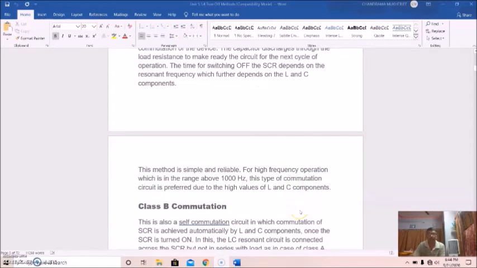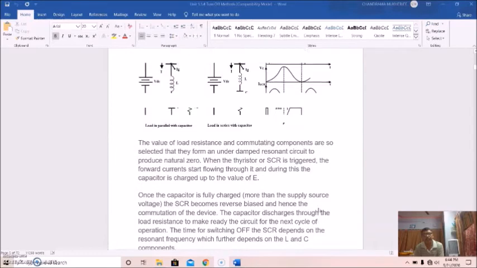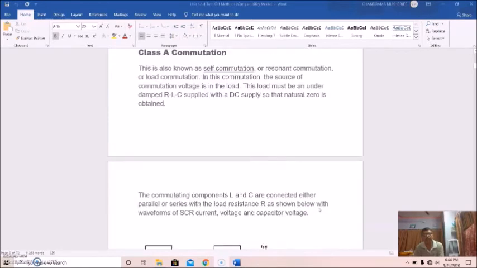This method is simple and reliable for high frequency operation, in the range above 1000 Hz. This type of commutation circuit is preferred due to the high values of L and C components. So this is, as a whole, about class A commutation.